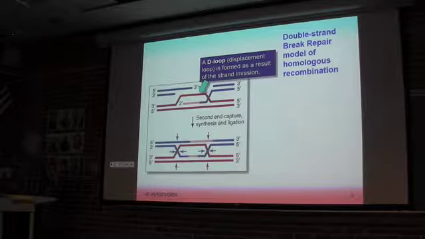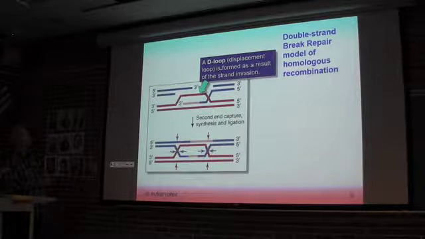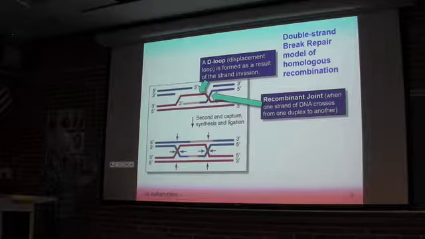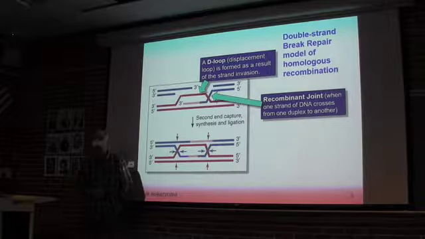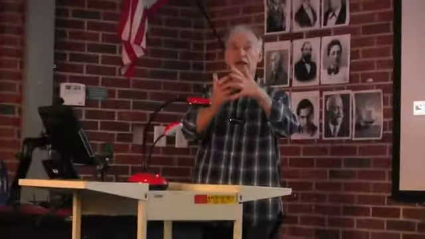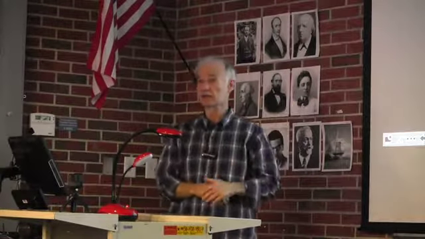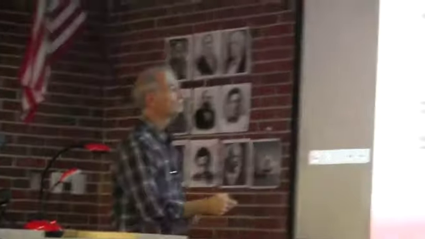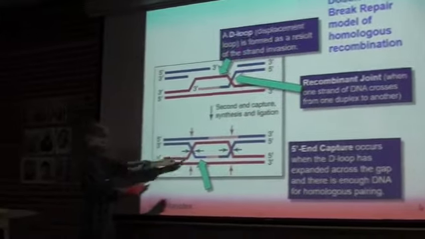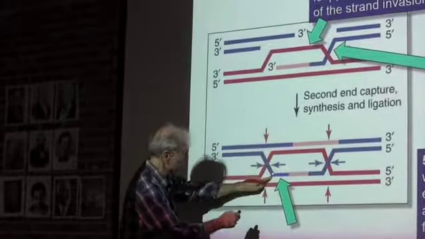Double strand break repair. Again, this talks about some of the features in more detail here. A D loop is formed, displacement loop, as a result of one of the strands invading. This structure is called a recombinant joint. It's not the same as a Holliday structure. By twisting it around, it can be folded into a Holliday structure. But that per se is not a Holliday structure. 5' end capture. That 5' end that is here bends down and is ligated.